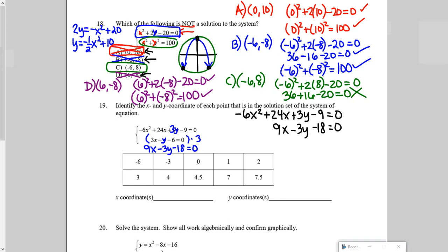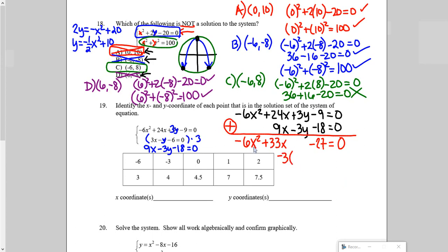Okay, so I can now add these two equations together. If I do that, I don't have any x squareds to put together, so I still have negative 6x squared. 24x plus 9x is 33x. 3y and minus 3y is 0. That's what I've done. I've eliminated them. And then negative 9 and negative 18 is negative 27. 0 and 0 is 0. So I don't like this being negative right here. I also notice that all of mine are multiples of 3. So I'm going to go ahead and factor out a negative 3 as the GCF.